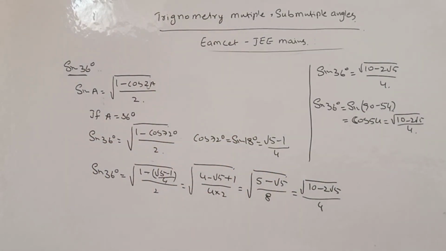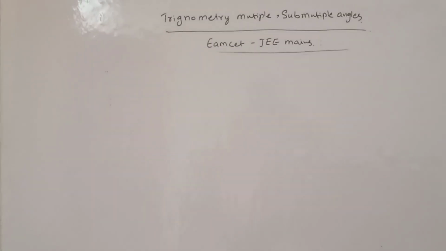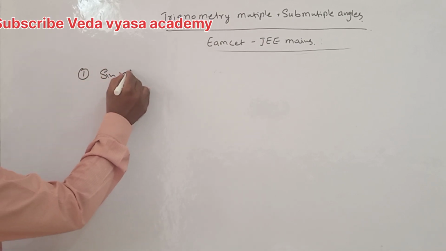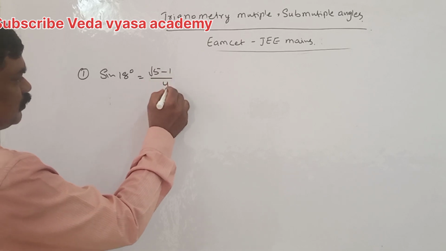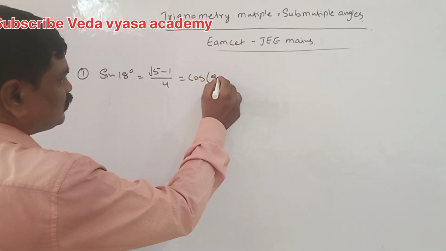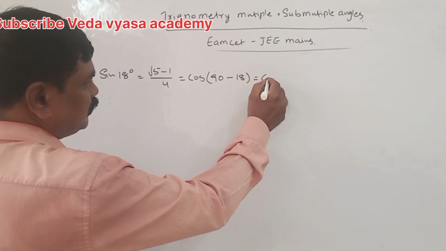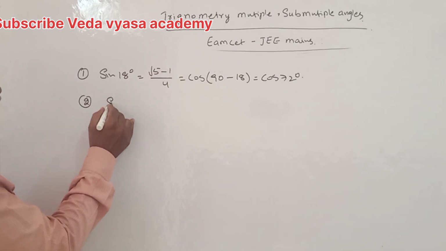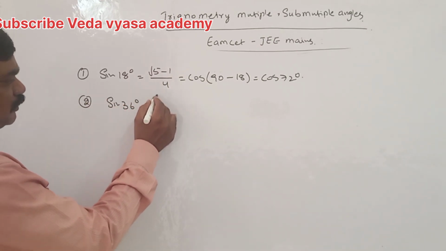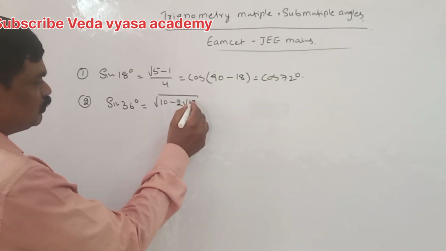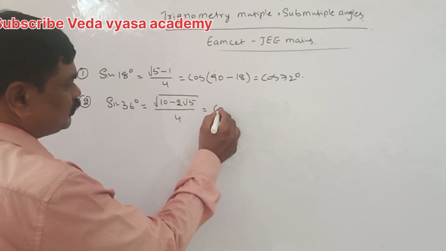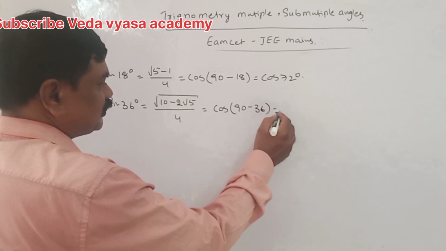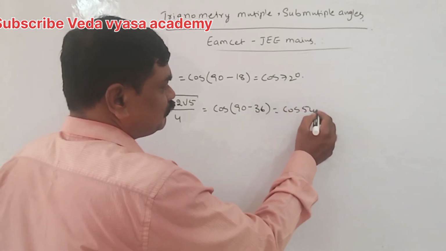Okay, all of you. Dear viewers, we have the sin 18 degrees value, root 5 minus 1 by 4, is equal to cos of 90 minus 18, which is cos 72 degrees. Okay, all of you. Second one, this is the sin 36 degrees value, root over 10 minus 2 root 5 by 4, is equal to cos of 90 minus 36, which is cos 54 degrees.